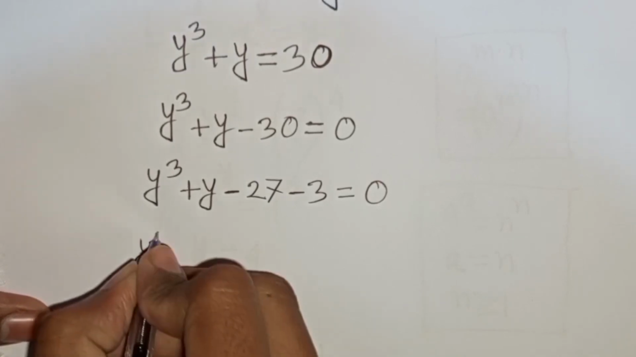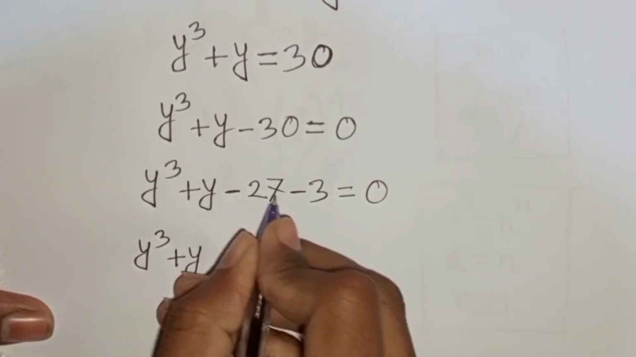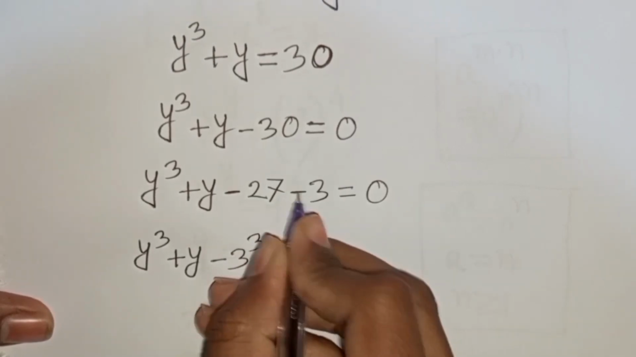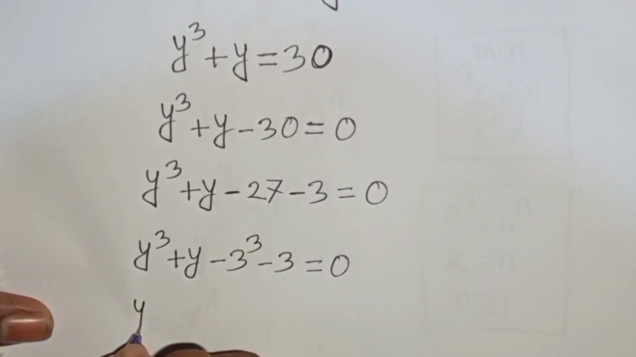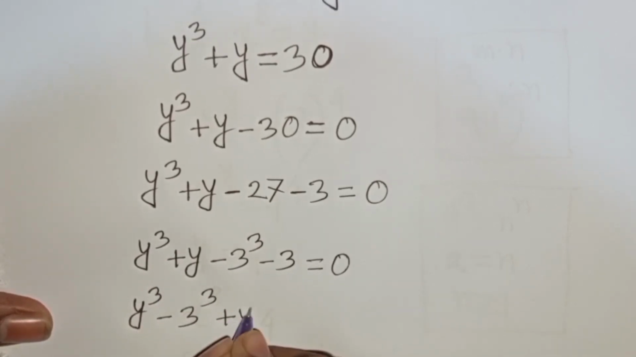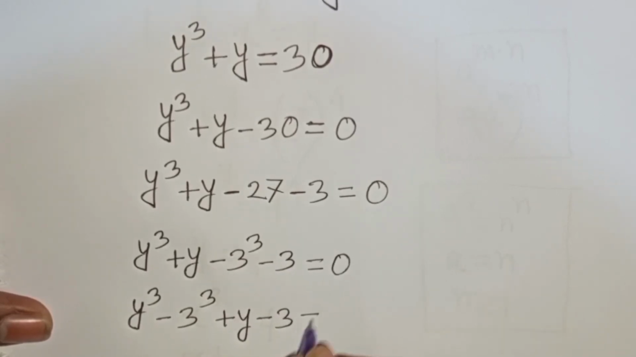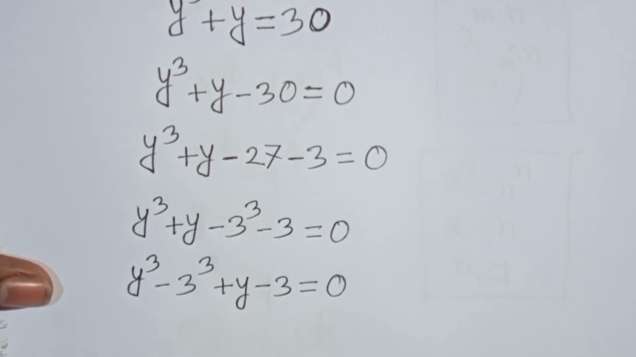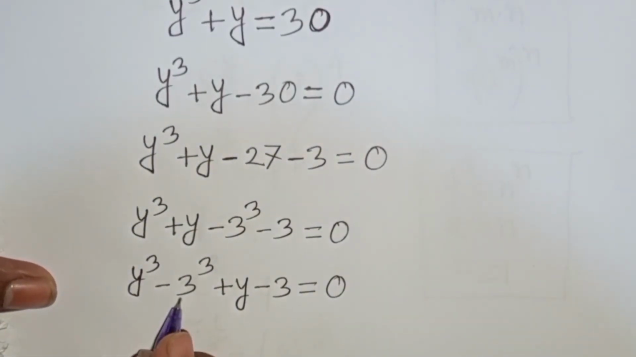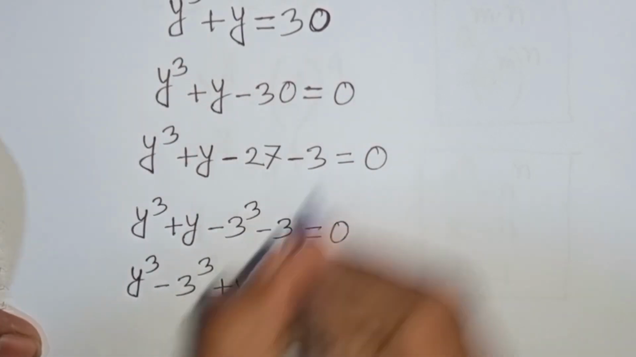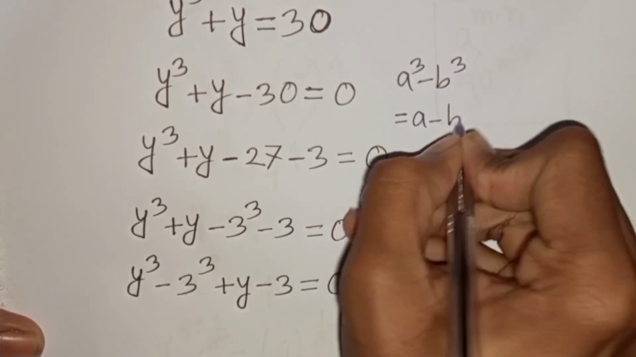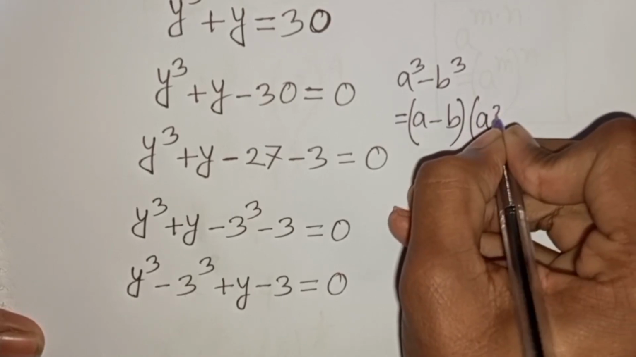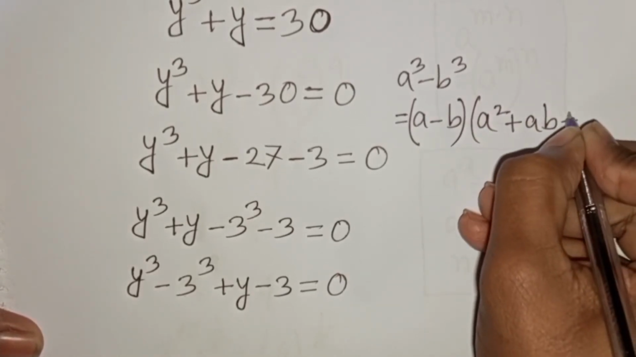Now we have y cube plus y, then minus 27 is the same as minus 3 cube, then minus 3, is equal to 0. Now we have y cube minus 3 cube plus y minus 3 is equal to 0. Now here you can apply the formula of a cube minus b cube. Here a is y, b is 3. So according to this formula, a cube minus b cube is equal to a minus b times a square plus ab plus b square.